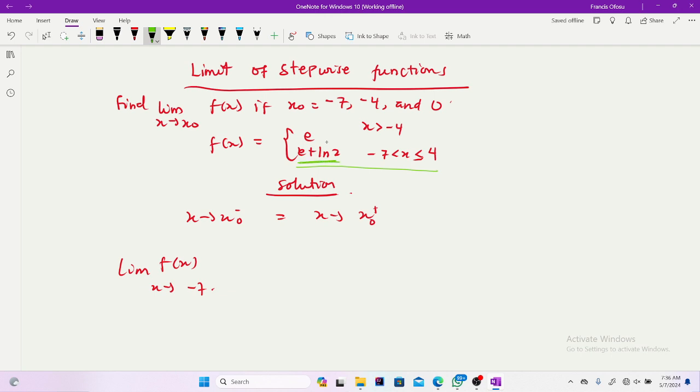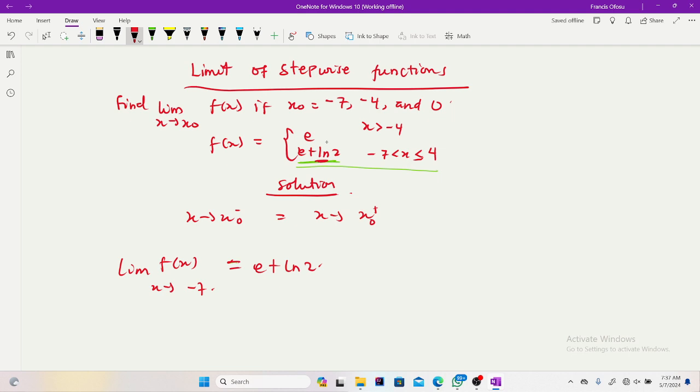So when x is greater than -7 and less than or equal to -4, we are getting this part of the function. Obviously this is a constant function. Remember, as I said, a stepwise function is just a series of constant functions applied on different domains. So this is a constant, it's a number. This is also a number, right? As the rule says, whenever you find the limit of a constant function, no matter where you approach it, it's still the constant. So the limit of f of x as x approaches -7 is simply equal to e plus ln 2, because it's the only part which is affected by -7.